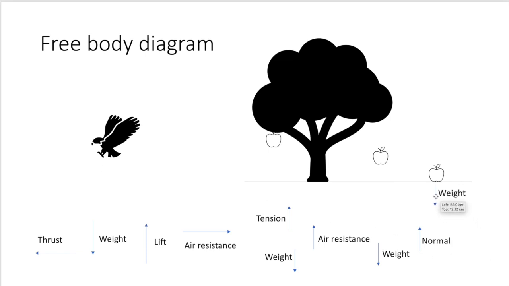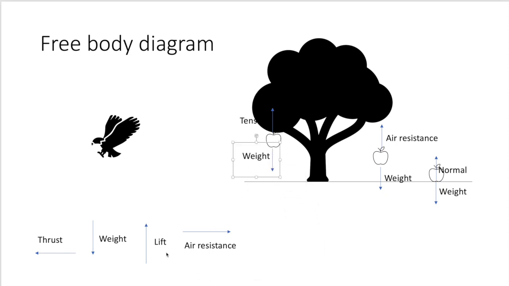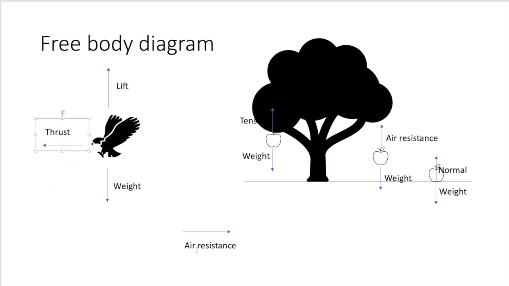The weight is always pointing downwards, and normal always reacts against something that is on a surface. Air resistance is also acting on falling objects. Tension is always acting on hanging objects. For flying objects, there's weight, there's lift from the wings, T for thrust, the forward force that is acting on flying objects, and R for air resistance.